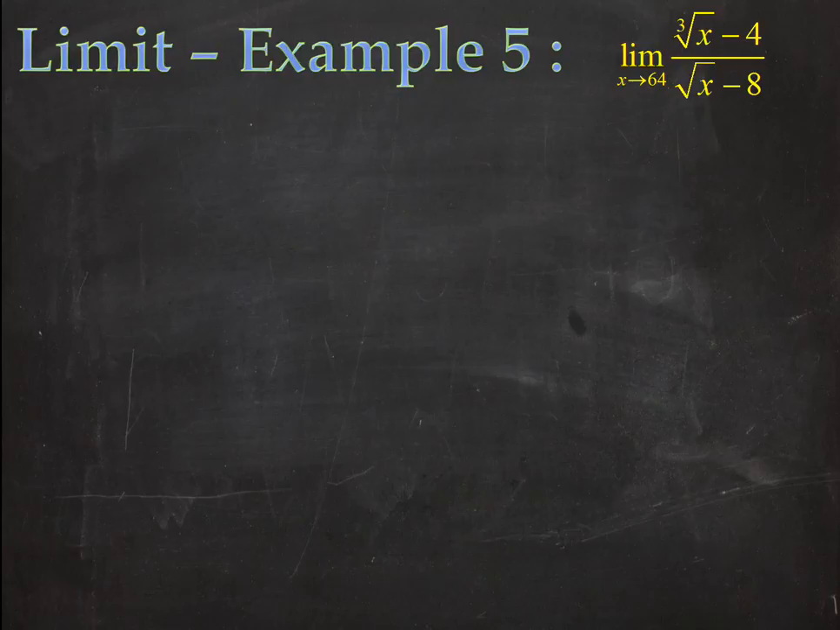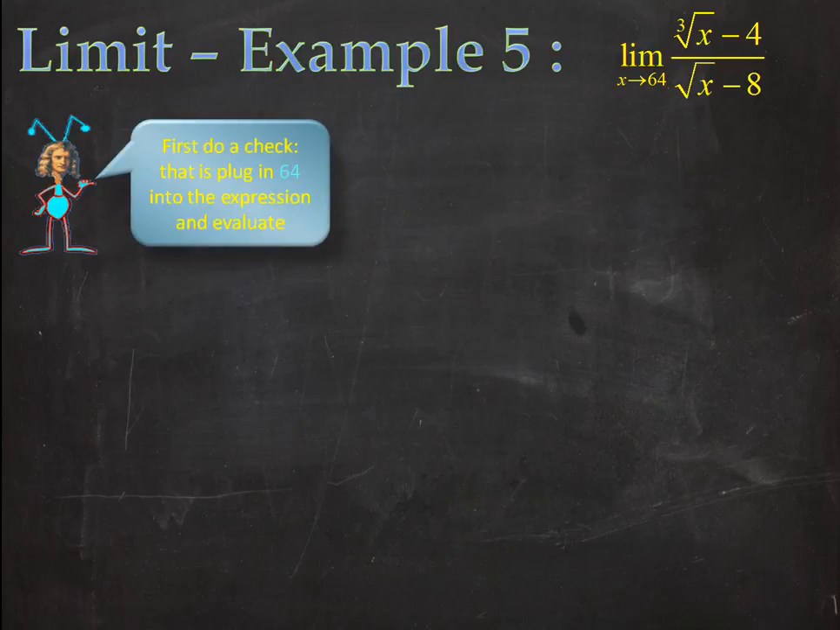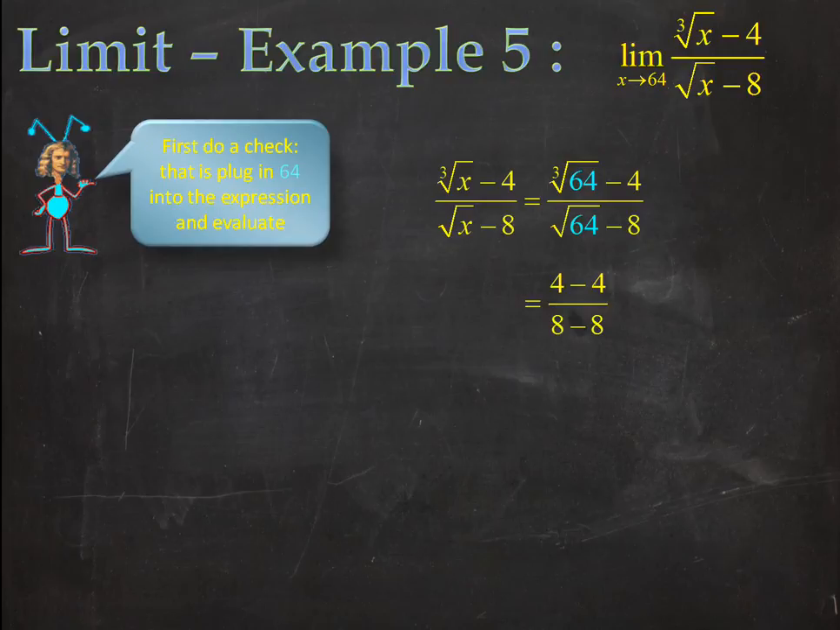Now, before we go crazy with the mathematics, always look at the value that x goes to. In this case, x goes to 64, and substitute 64 into our expression to see what type of answer we obtain. Now, with a wee bit of math, I obtain the answer of 0 over 0.